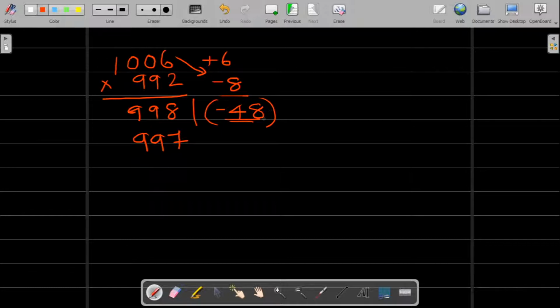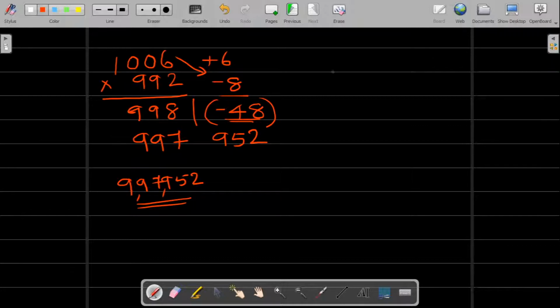And I have to reduce this from my base. So be very careful. Don't make a mistake here. Don't reduce this number from 100. Here my reference base is 1000. So I have to reduce 48 from 1000. So if I reduce 48 from 1000, I end up with 952. So my answer for 1006 multiplied by 992 is 997,952. That is 9,97,952.